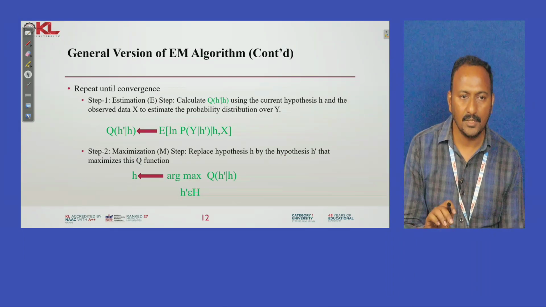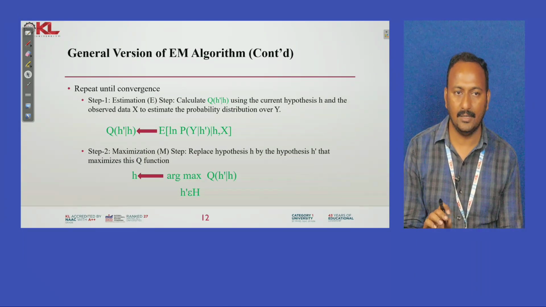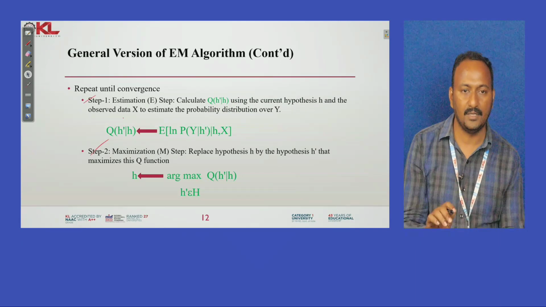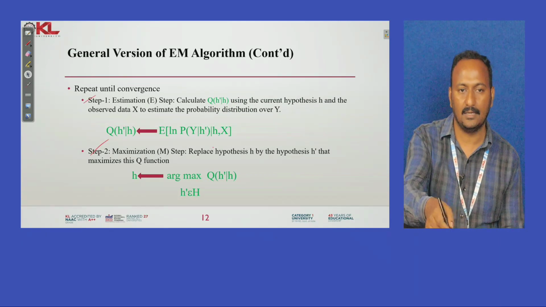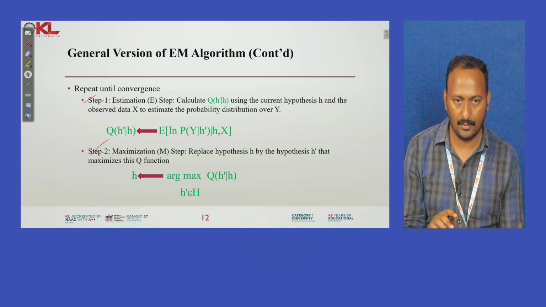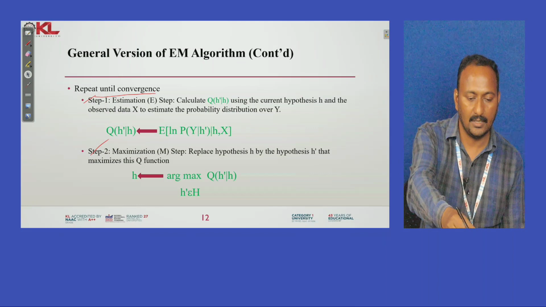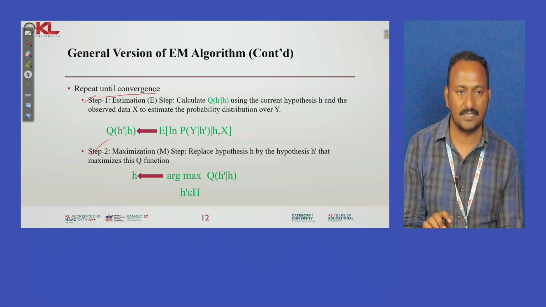And coming to the steps involved in our EM algorithm, these two steps give our general version of the EM algorithm. These two steps are concluded based on our previous discussion. We need to repeat these particular steps until convergence occurs.